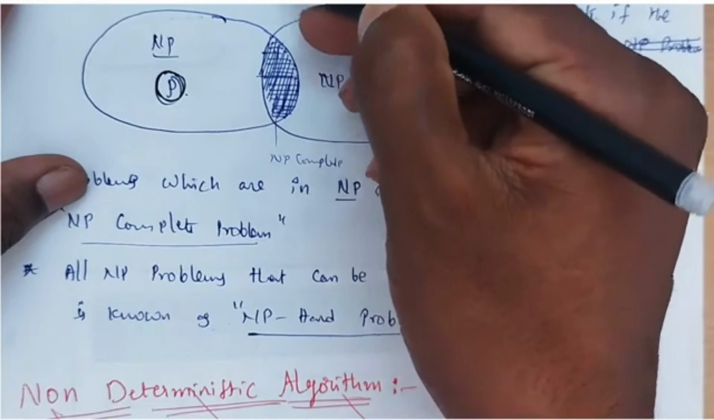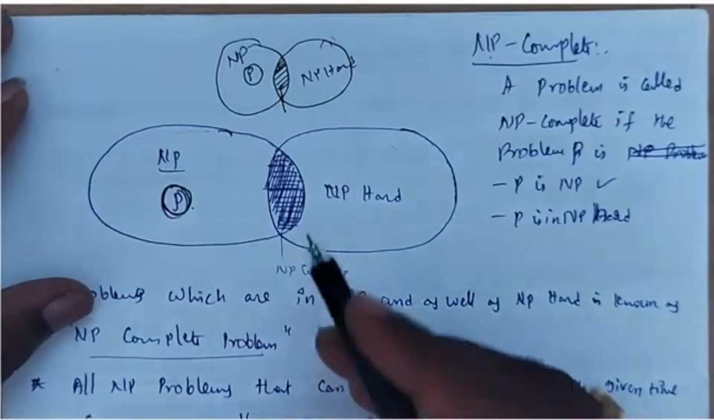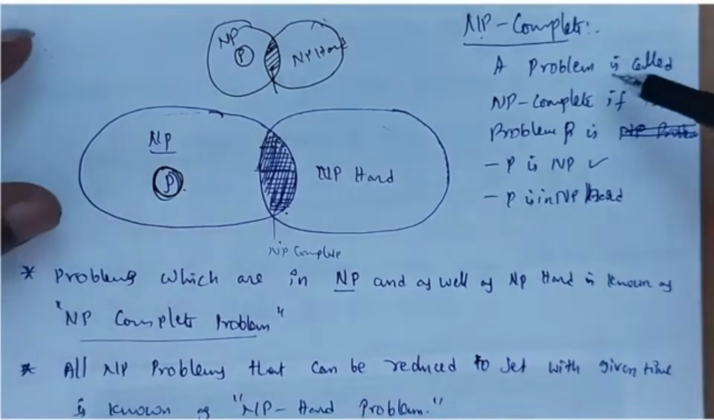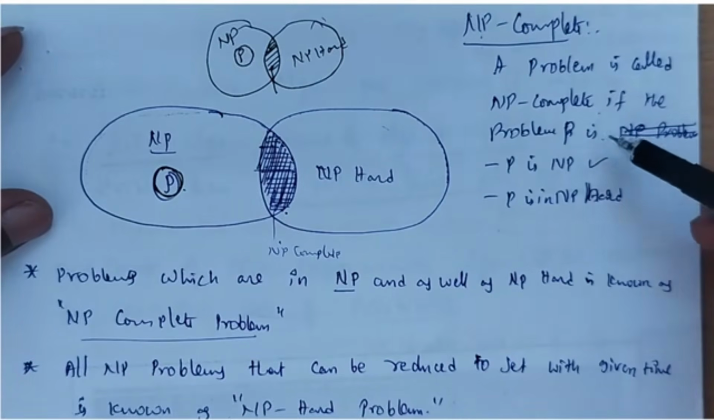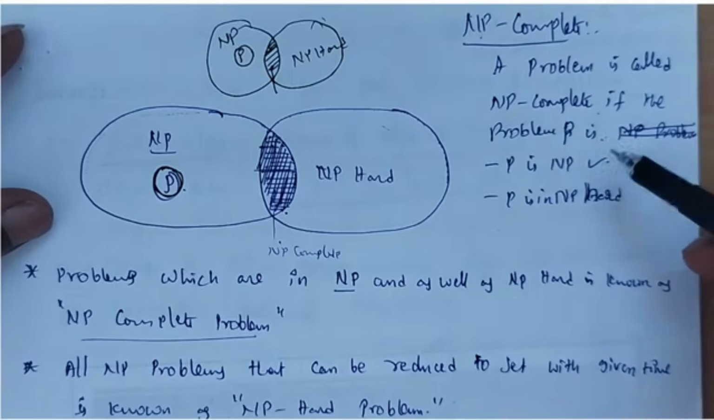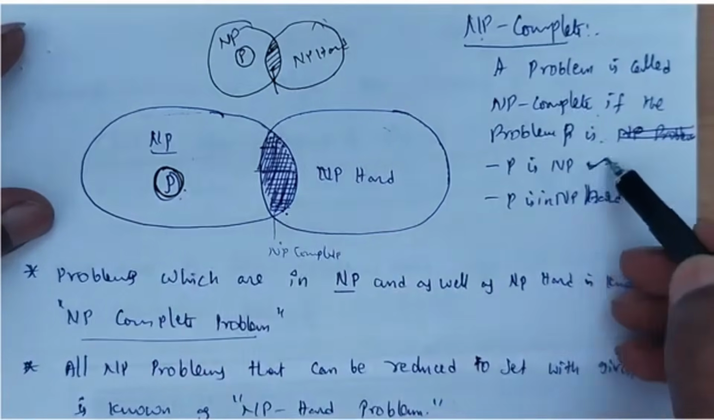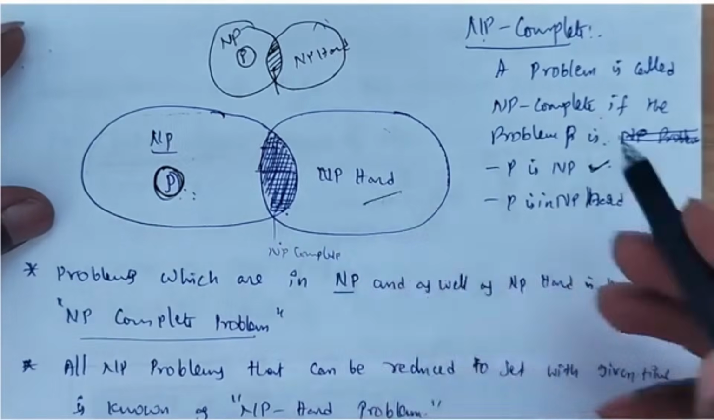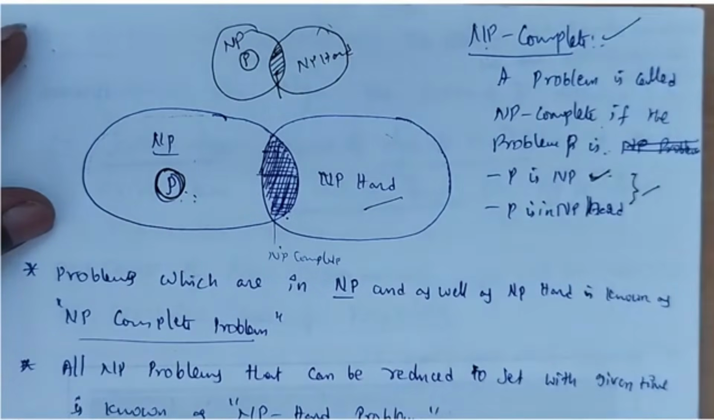In between where the two circles are touching, this part is called NP complete. We will see the definition of NP complete. A problem P is called NP complete if P is in NP, so P is inside NP, and P is in NP hard, so P is also part of NP hard. When these two properties are satisfied, the problem is called an NP complete problem.